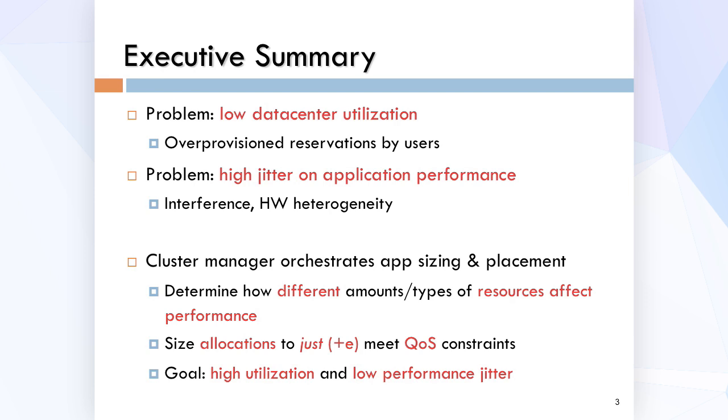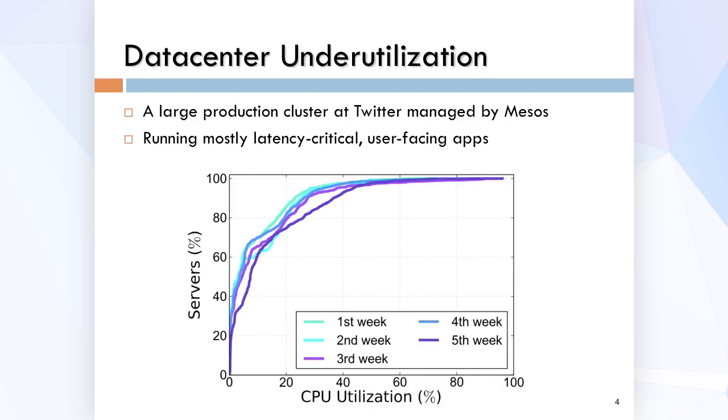So first of all, let's look a little bit more into the utilization analysis that I showed in the beginning. This utilization data comes from a large production cluster at Twitter, and was collected over the past summer here. And this cluster is managed by Mesos, and it runs mostly user-facing latency-critical applications. So these are not batch Hadoop-like workloads. Okay? And what I'm showing in this graph is the distribution of the utilization for different fractions of the servers for each week in a 1-month period. So the way to read this graph is that about 80% of the machines operate at less than 20% utilization.